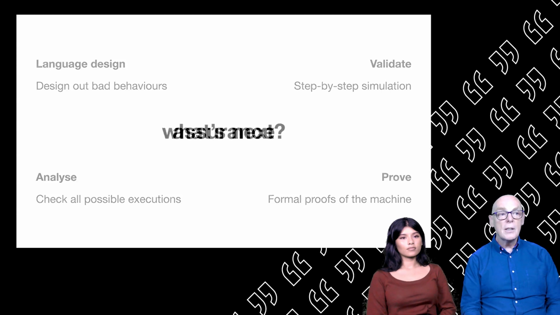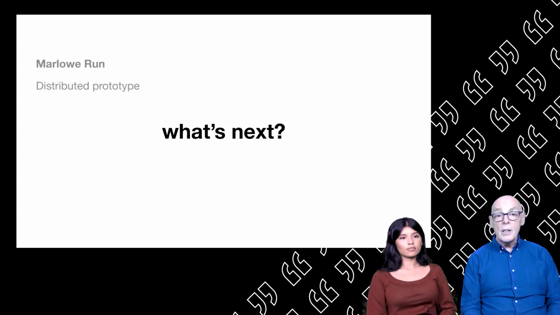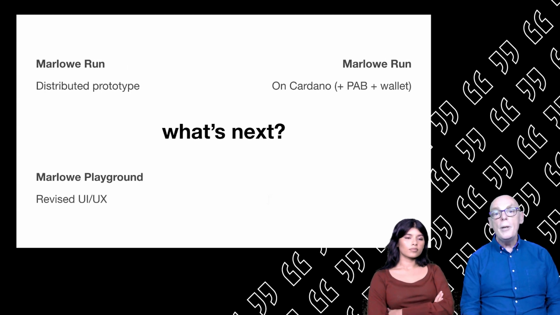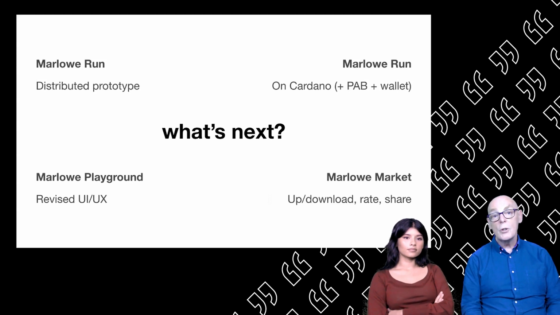What's coming next? We're releasing the Marlowe Run distributed prototype for you to try out by the summit or very, very shortly afterwards. By the end of the year, we're expecting that it will be running on Cardano itself. That requires us to integrate with wallets, with light wallets, and also with the wallet back end. But we foresee doing that by the end of the year at the latest. And then longer term, we'll be rebuilding, revising what we have in the Marlowe playground. And then finally, we'll be releasing the Marlowe market. We see those things as coming in 2022.